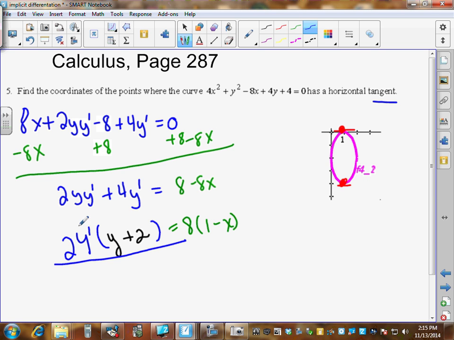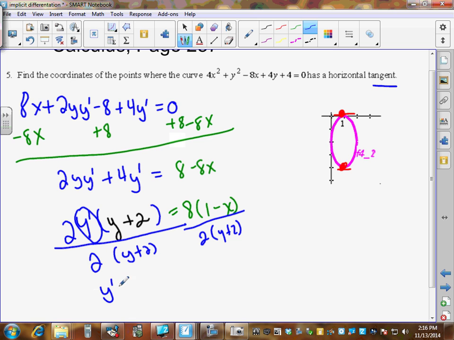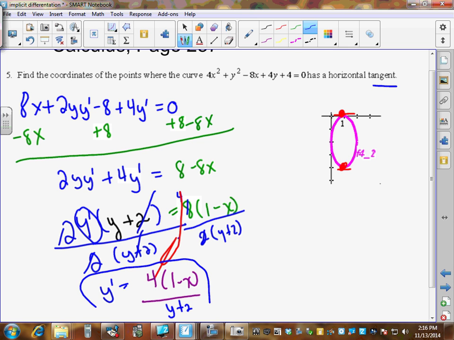On the bottom, I just want y-derivative, so I'm going to divide both sides by 2, and then y plus 2. So we get y-derivative, because that's going to all cancel. 2 goes into 8 4 times. So that's going to give us 4 times 1 minus x over y plus 2. That is the equation for the derivative of this function.